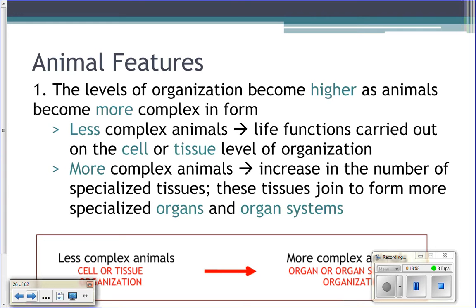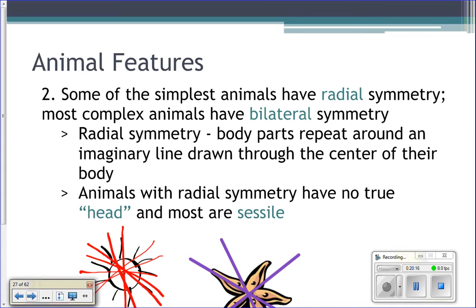And all of the essential functions for that animal are carried out at the cellular level. Okay. Cnidarians have a tissue level of organization. So all of the essential functions are carried out in tissues. As we move up, the more and more complex animals will have organs and organ systems, where those functions will be carried out. You'll also see bilateral and radial symmetry throughout the animal kingdom.